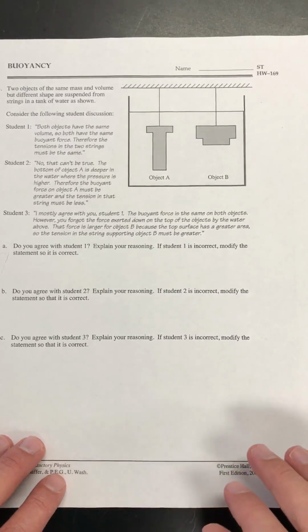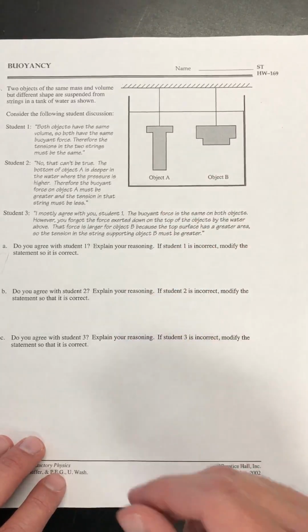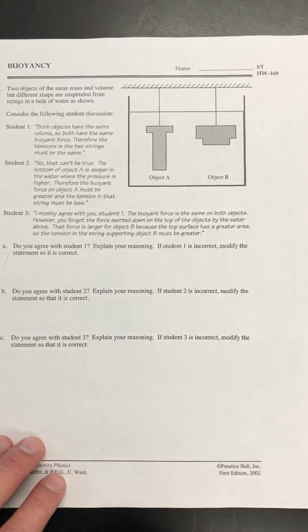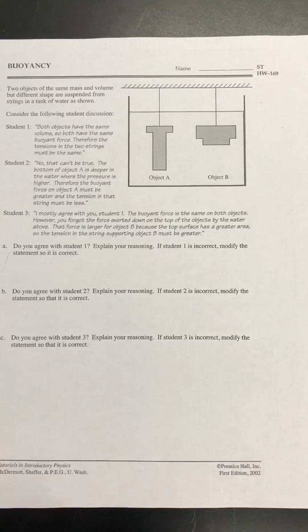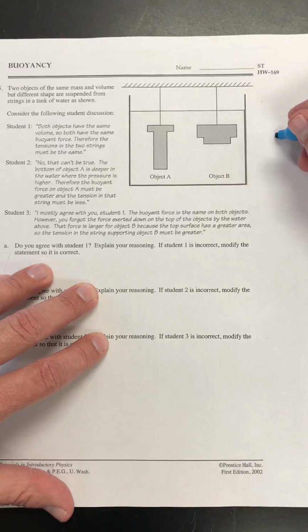Okay, so it says, two objects of the same mass and volume, but different shape, are suspended from strings in a tank of water as shown. Consider the following student discussion. By the way, before I get to them, I'm going to draw a little free body diagram.